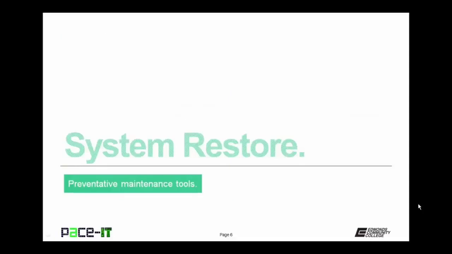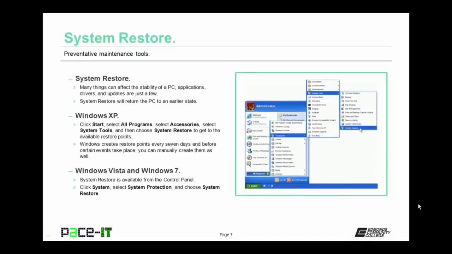Now let's discuss the System Restore utility. There are many things that can affect the stability of a PC. Loading new applications, drivers, and updates are just a few things that can affect the stability. Now, System Restore will return a PC to an earlier state, hopefully one that's stable.